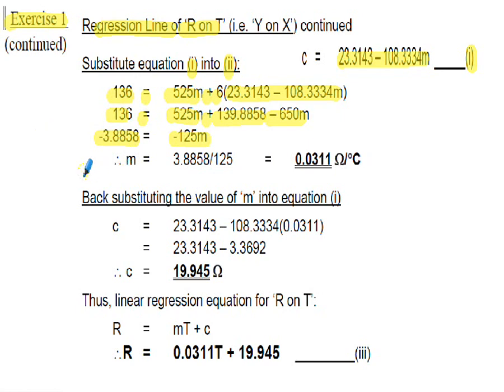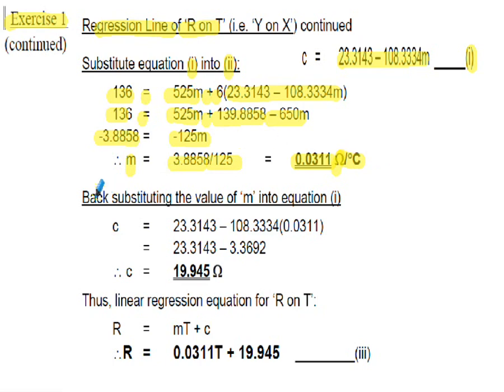Dividing both sides by minus 125, I get that m is equal to 3.8858 divided by 125. Notice the negatives on both sides cancel there. That gives me a value of m of 0.0311 ohms per degree C using the units in this particular problem.